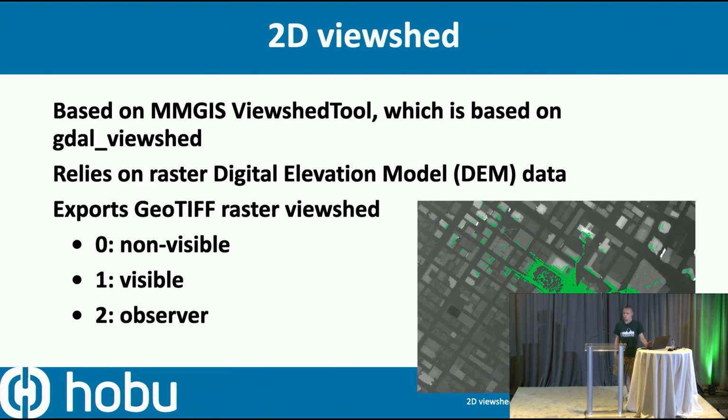Now that I've covered the what and the why, we can finally get into the how. And the how for our 2D viewshed computation is largely enabled by the COG support that I've touched on. What we do is we found a NASA tool, the MMGIS viewshed tool, which is based on GDAL viewshed, which is kind of the holy grail, at least in my sphere, for viewshed algorithm. And it is based on a paper from 2000.